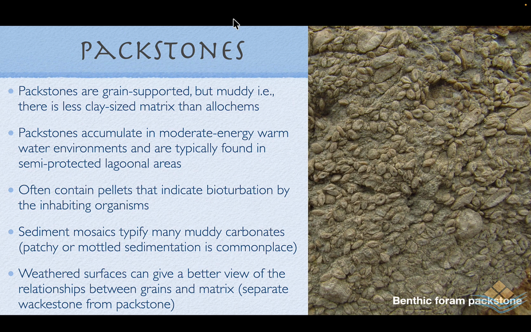This is from a Permian sample in Thailand, where we can see on that weathered surface a much clearer distribution of the coarser grain material to the finer grain material. We could call it a benthic foram packstone, or we could call it a benthic foram rudstone, because those grains are actually coarser than sand size. And we'll come back to rudstone a little later on.